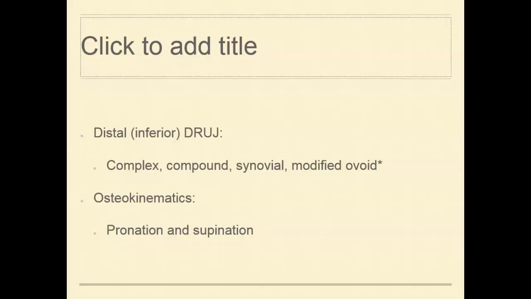The distal radioulnar joint is a complex, compound, synovial modified ovoid joint. It is complex because of the ulnar disc, or the triangular fibrocartilaginous complex, or TFCC. The osteokinematics of this joint are pronation and supination.